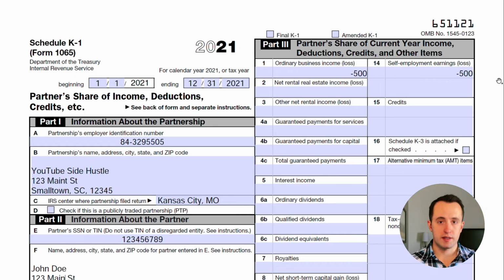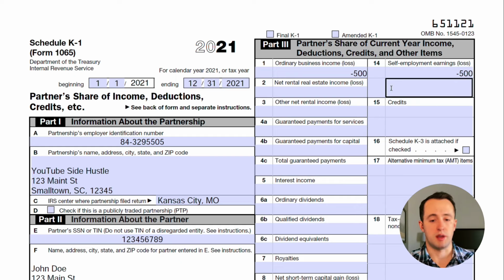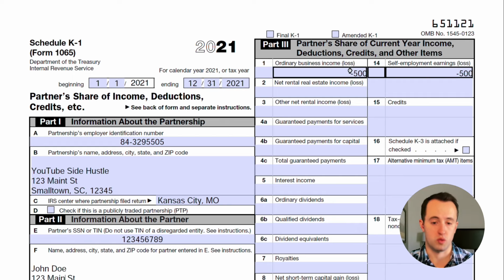What is the ordinary business income or loss if it is a 50-50 split for the partnership? Back on the 1065, we claimed a total loss of $1,000 for the year. So it's going to be a $500 loss for the individual in the partnership in line 1, as well as line 14 for the self-employment earnings or loss. It's also going to be the same number as line 1.